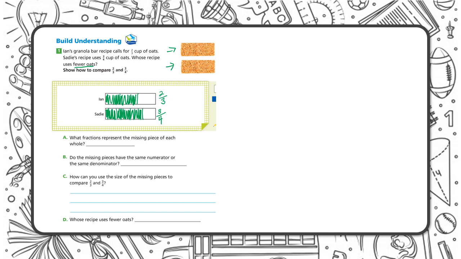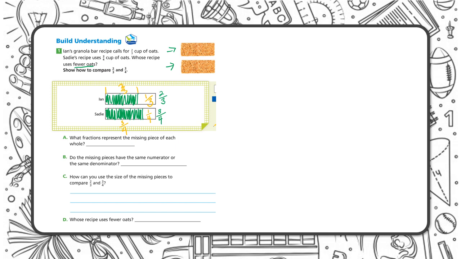So what fractions represent the missing piece of each? So now in another color, I want to go ahead and show you the missing piece, okay? So the missing piece in Ian's, if this is 2/3, what's the missing piece here? 1/3. 2/3 and 1/3 would give you his whole, one whole cup of 3/3. And then for Sadie's, she uses 1, 2, 3 parts or 3/4. So what would be the missing piece in here? It would be 1/4.